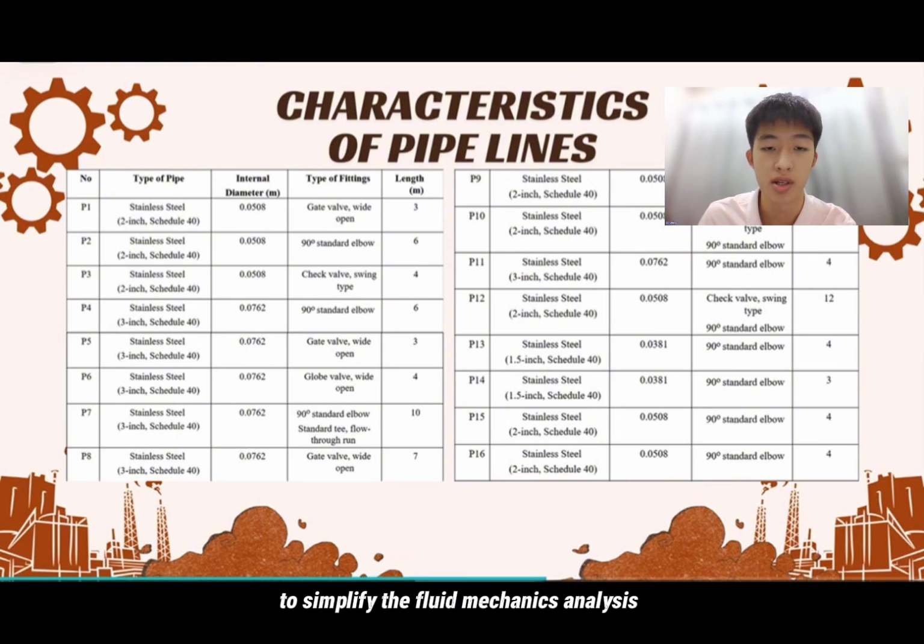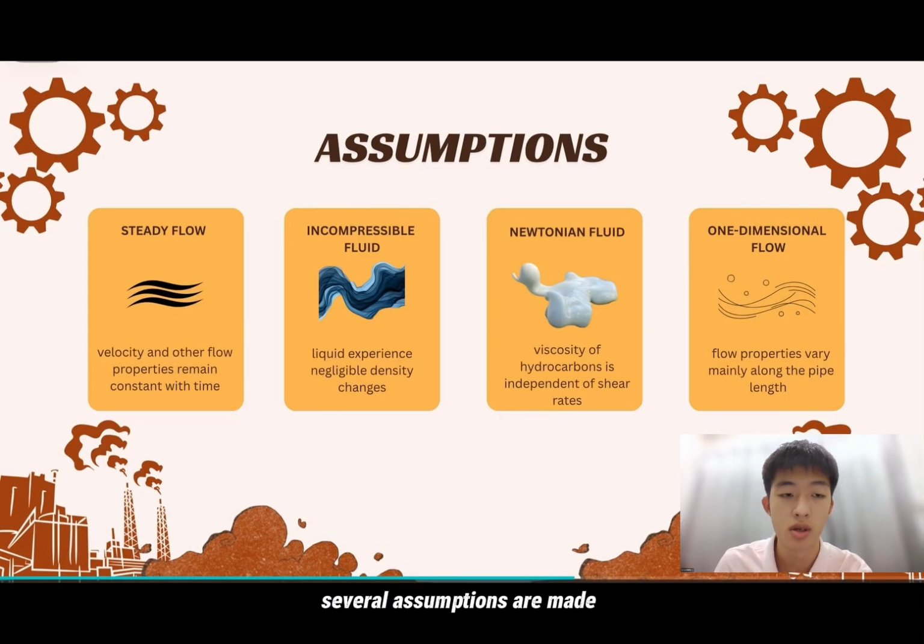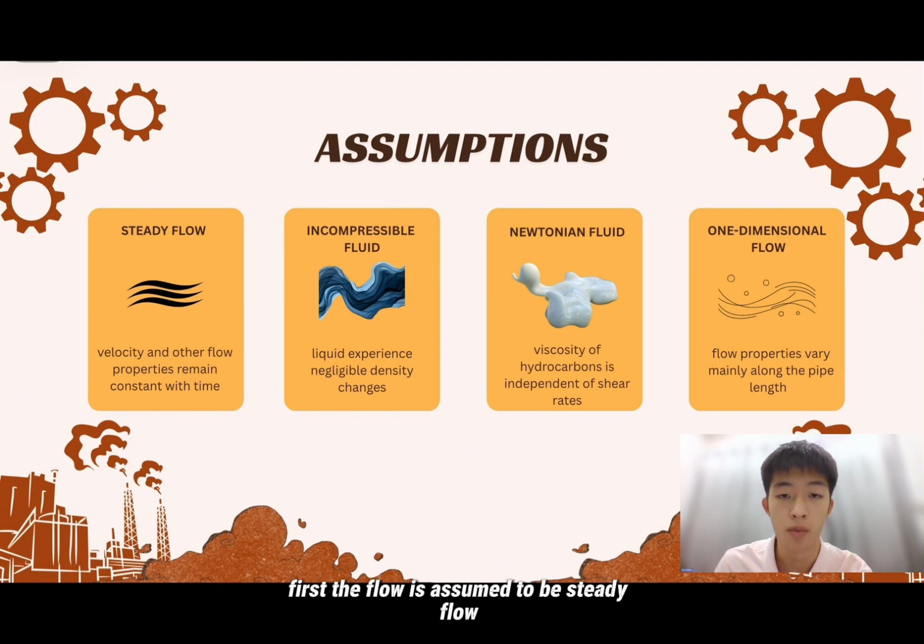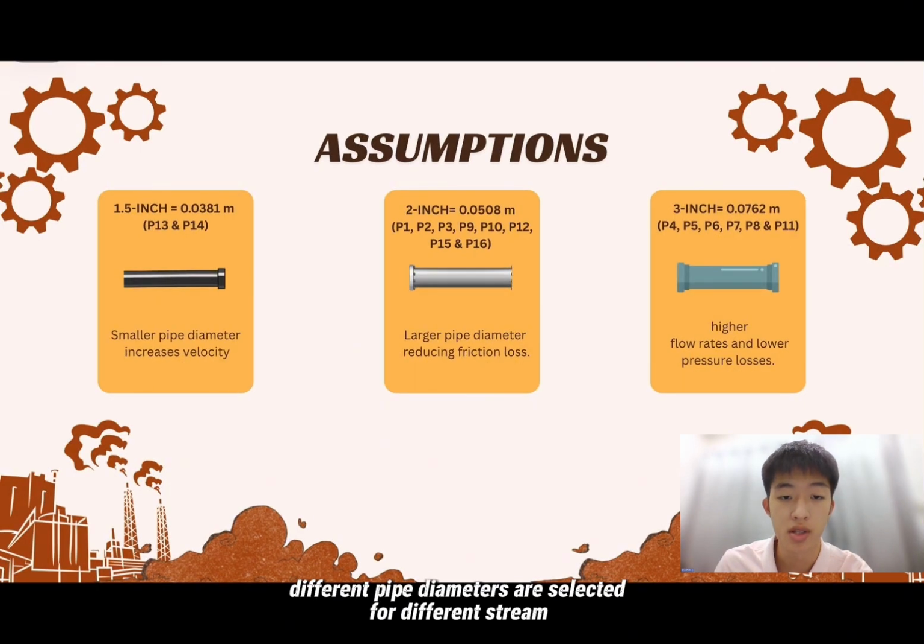To simplify the fluid mechanics analysis, several assumptions are made. First, the flow is assumed to be steady flow. Second, the fluid is assumed to be incompressible. Third, the flow is assumed to be one-dimensional. Fluid is treated as a Newtonian fluid. Different pipe diameters are selected for different streams.